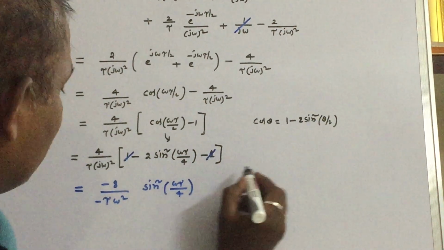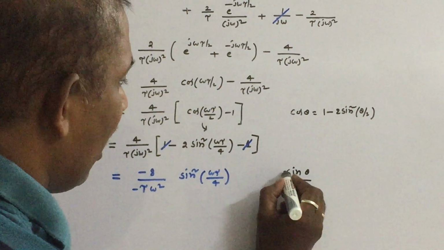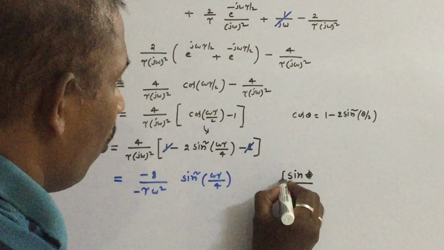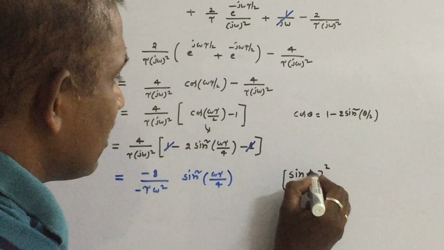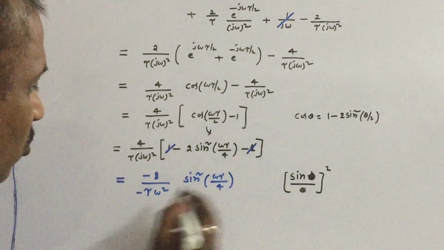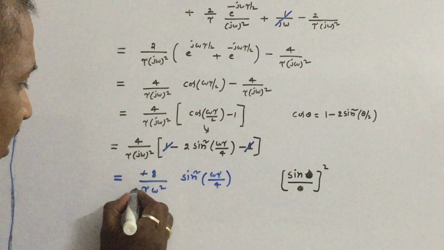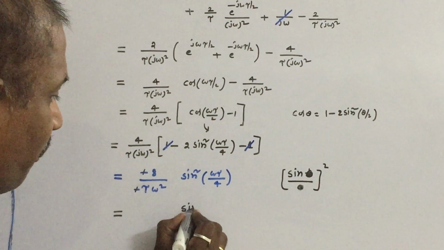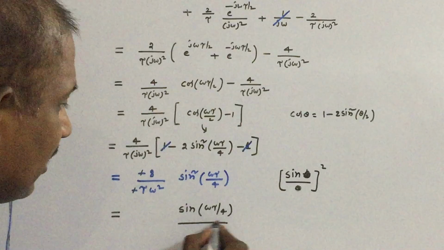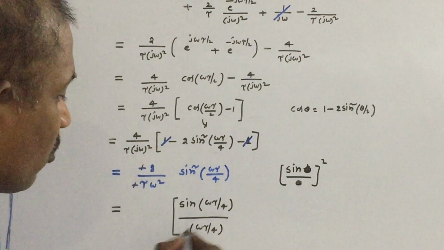Just to convert this equation into sine theta by theta whole square format, sine theta by theta whole square format, this term. Therefore you can write it as sine square. That is what I am doing. Now I write this term as, the minus sign gets cancelled out. Sine theta is omega tau by 4. Simply make the same term omega tau by 4 in the denominator, just to make it square.